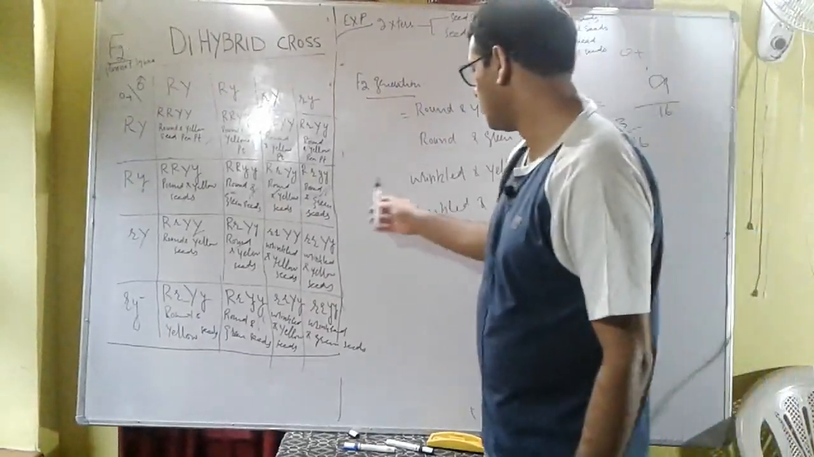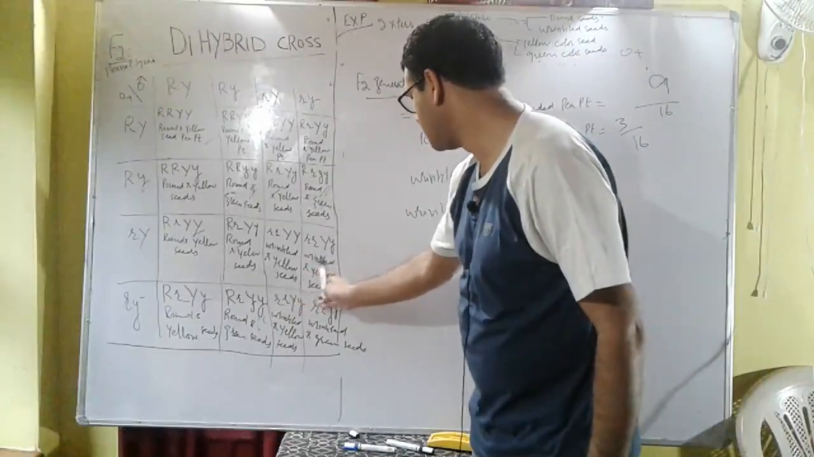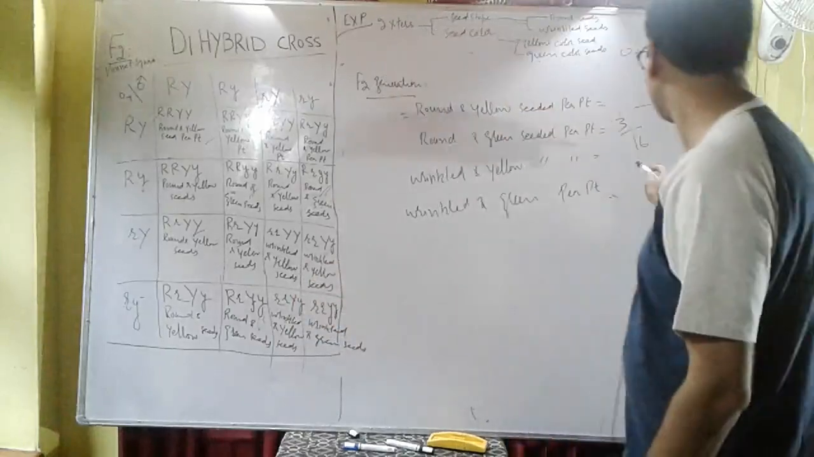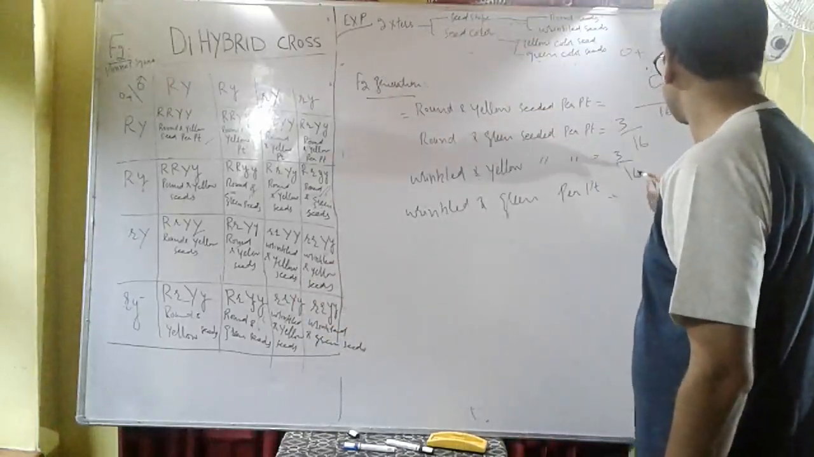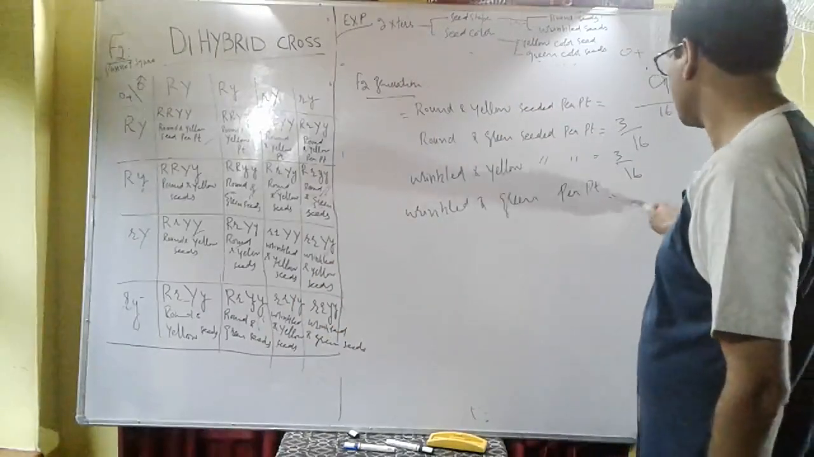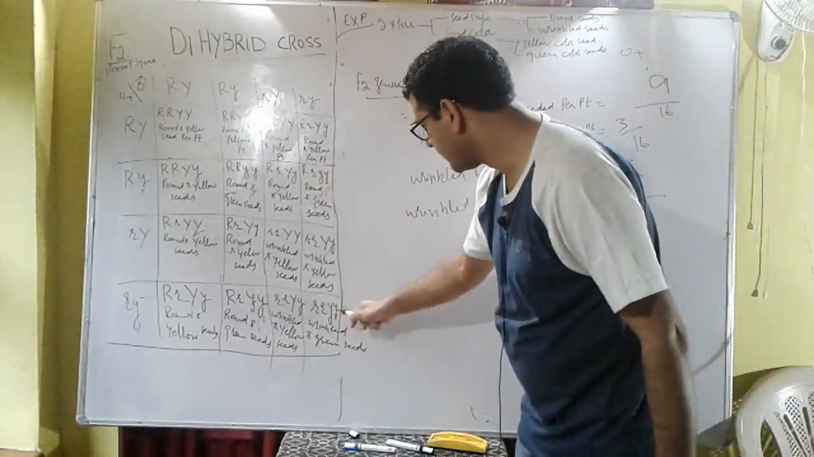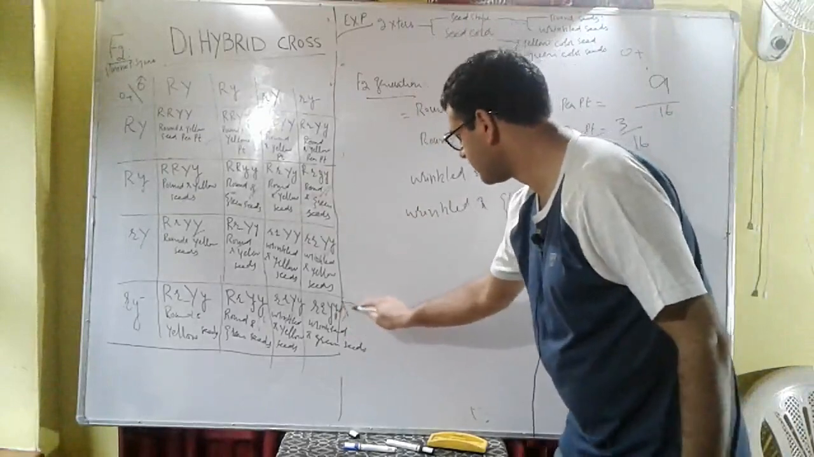How many are wrinkled and yellow? This is wrinkled yellow. 1, 2, 3. One wrinkled and yellow, second, third. Out of 16 we have 3 wrinkled and yellow. And how many out of 16 are wrinkled and green? Out of 16 we have 1 wrinkled and green. This is 1, this one.